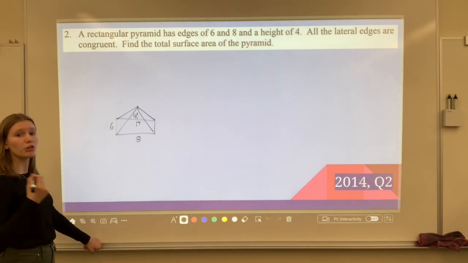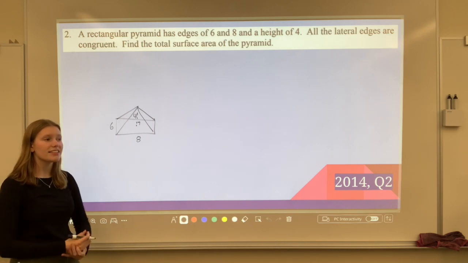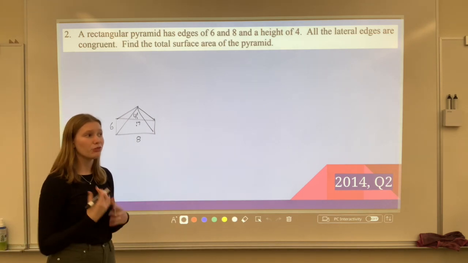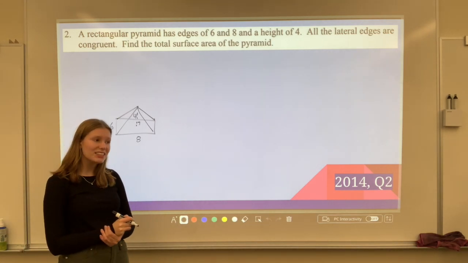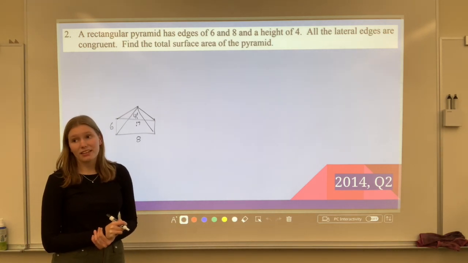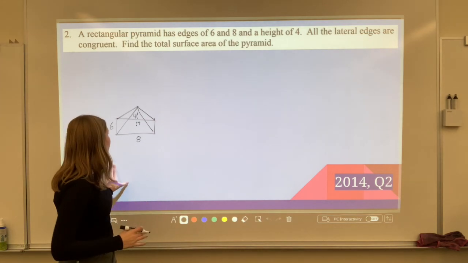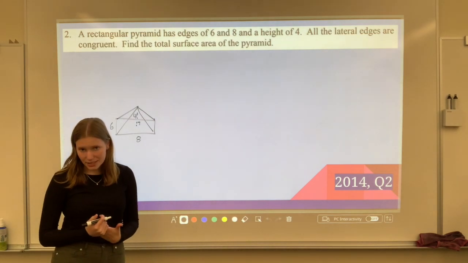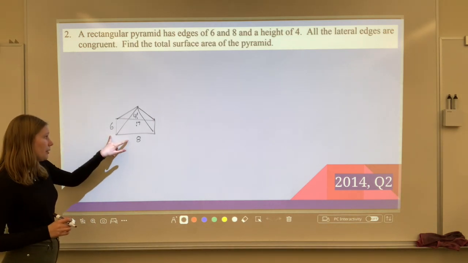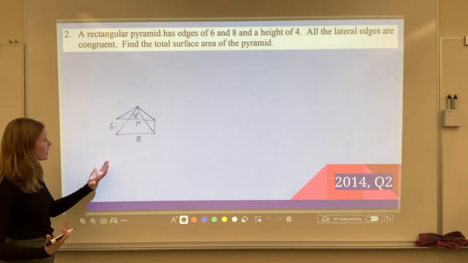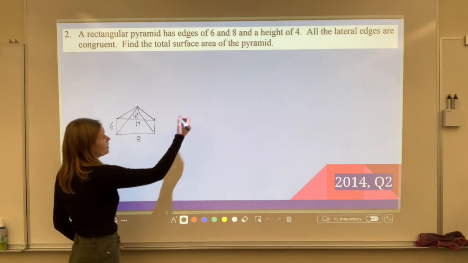Okay, so we're looking for the surface area. Yes, technically there is a formula to find the surface area of a rectangular pyramid, but it is so much more complicated than finding just the area of each of the sides and adding them together. So let's just start with the base. That's the easiest one. It's a rectangle, it's 6 times 8, which is going to be 48.